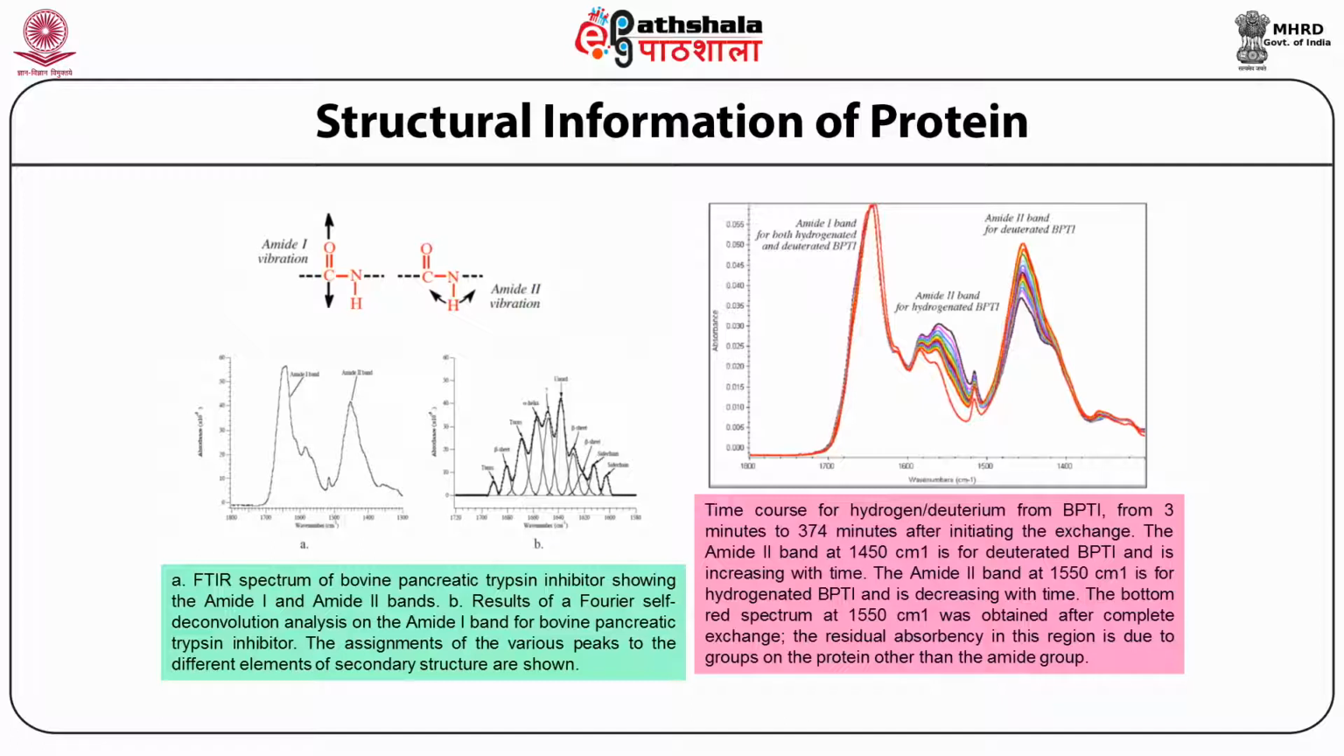The amide 2 band at 1450 per centimeter is for deuterated BPTI and is increasing with time. The amide 2 band at 1550 per centimeter is for hydrogenated BPTI and is decreasing with time. The bottom red spectrum at 1550 per centimeter was obtained after complete exchange. The residual absorbance in this region is due to groups of the protein other than the amide group.